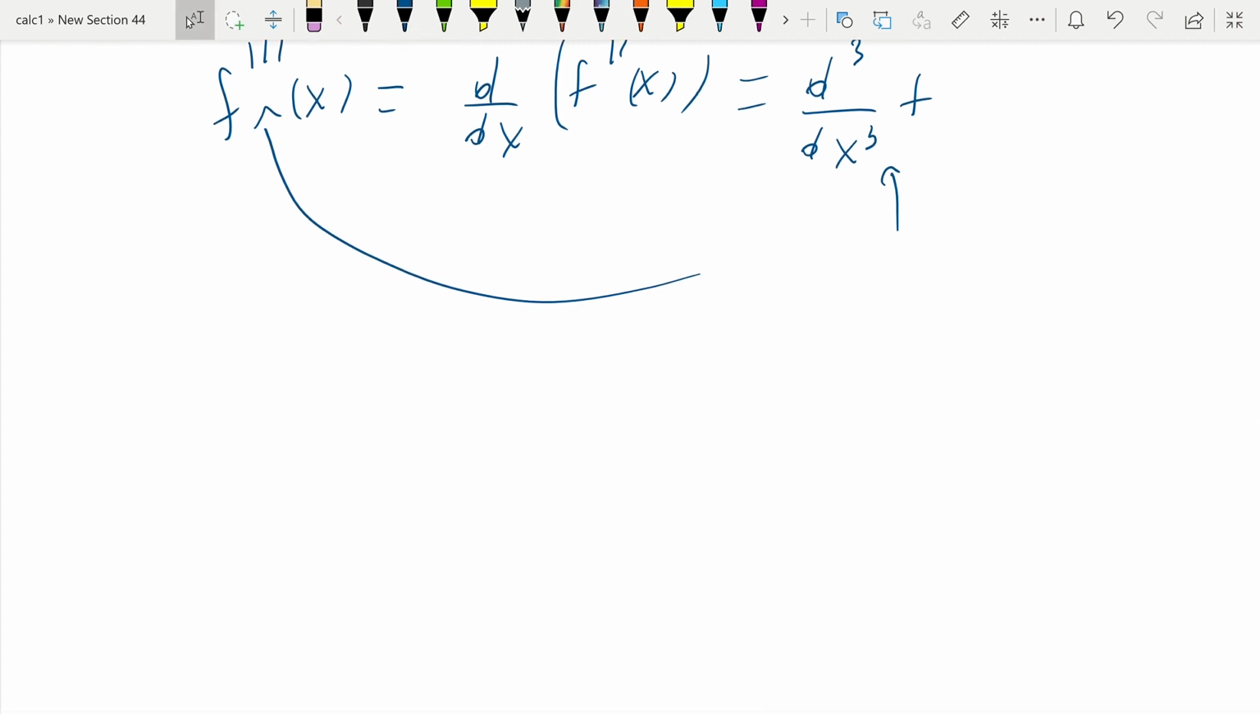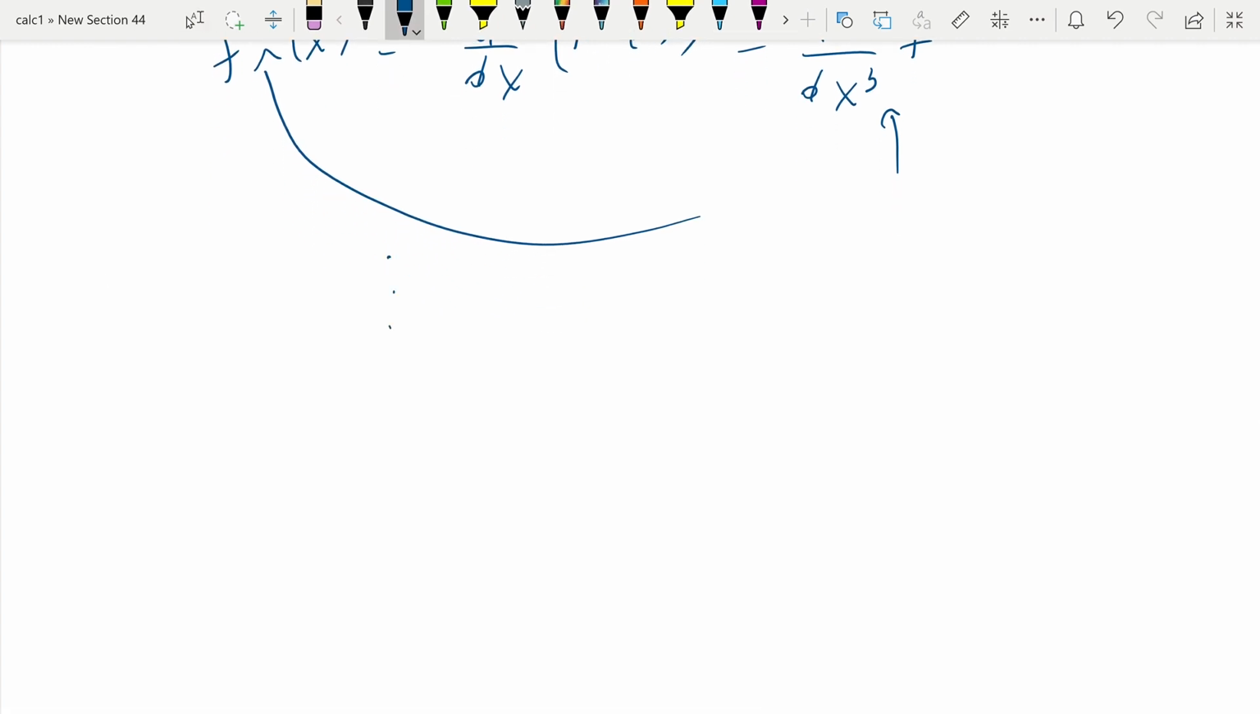When we continue, we don't write n primes here. That's just too inconvenient. So after maybe 4 times, you simply write n in parentheses up here. If you differentiate 100 times, you don't write 100 primes, just f and in parentheses 100. You put that 100 in here, and the alternative notation is dn f over dxn.